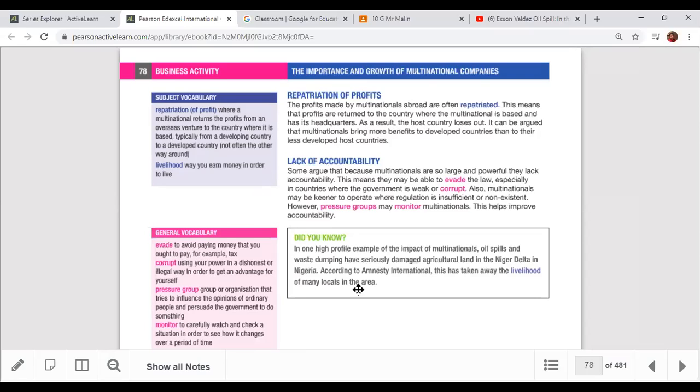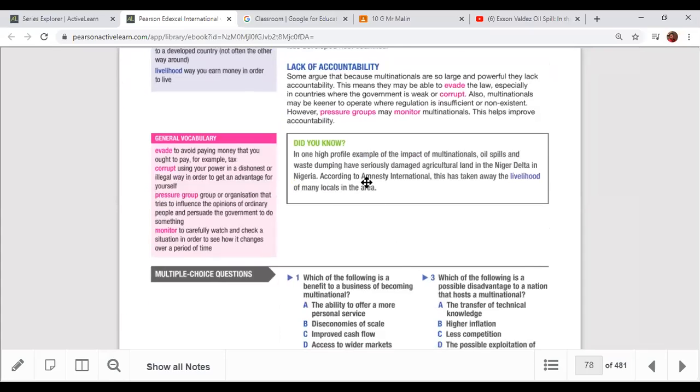Do you know one high profile example of the impact of multinationals? Oil spills and waste dumping have seriously damaged the agricultural land in the Niger Delta in Nigeria. According to Amnesty International, this took away the livelihood of many locals in the area.